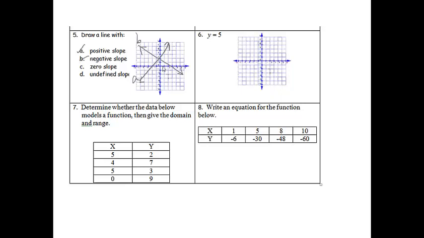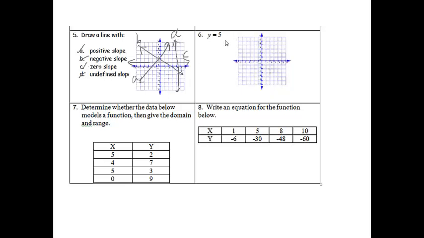0 slope would just be a flat line. So I'll label that as C. And then undefined slope would be just something that, if you think about what we talked about, we can't ski down it because it's so steep. So undefined slope is going to be a straight up and down line. That's supposed to be straight up and down.